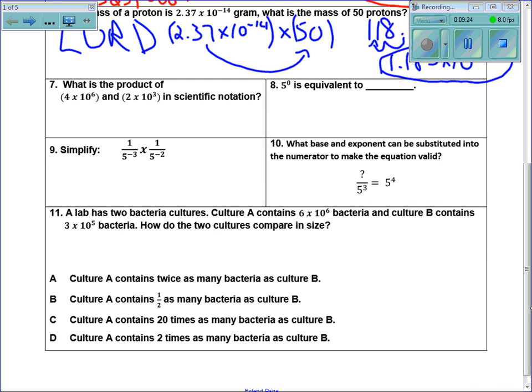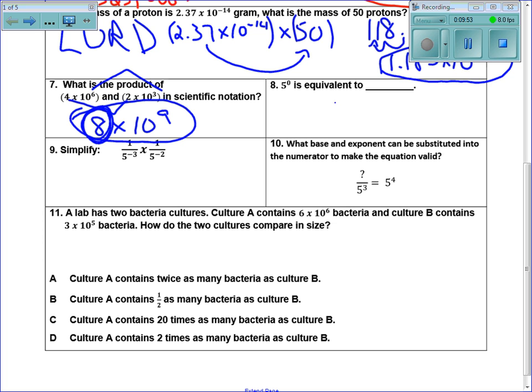Number 7, product of 4 times 10 to the 6th times 2 times 10 to the 3rd, really easy. Multiply the coefficients, get 8. Add the exponents, get 9. So 8 times 10 to the 9th, and that is the final answer. Not more I can do to help you there. That's pretty straightforward. The only thing I'll say is always make sure that your answer ends up in scientific notation. The number 8 is in between 1 and 10, so we're good.